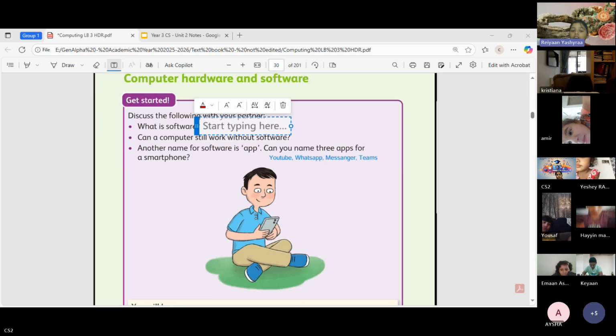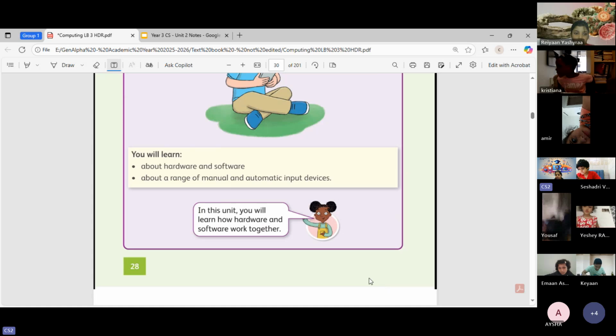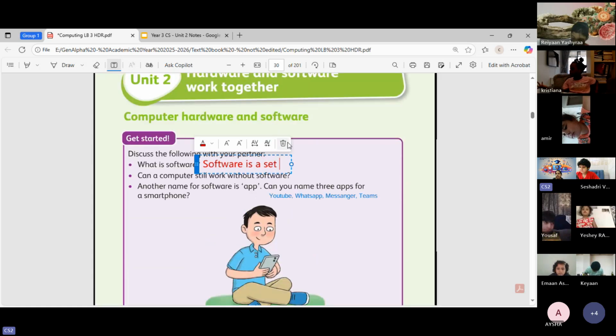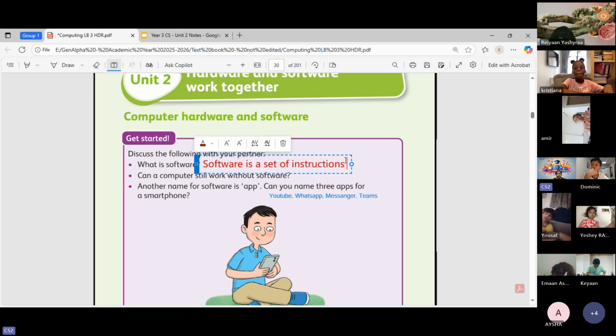Software is YouTube. So other definition, okay? Other definition of software. You can mention page number 28 and write this. Software is a set of instructions that tells a computer what to do. Okay.